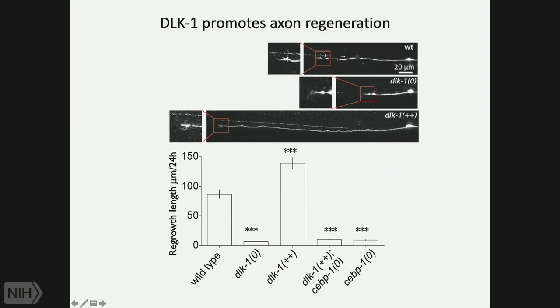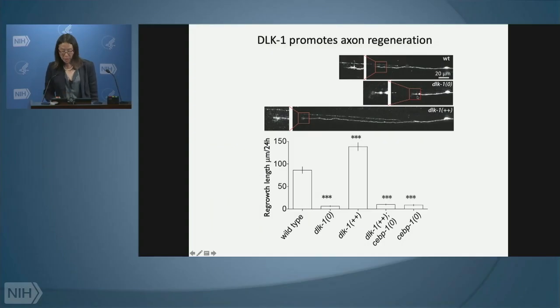Compared to wild type, at 10 or 12 hours there are growth cones and the axon elongates, whereas with loss of DLK the growth cones don't form and the axons stop growing. And that's quantitated here. If we elevate DLK, that results in overall increased regrowth, and that increased regrowth is completely dependent on its targets, such as this transcription factor. By itself, they do not regenerate, and it also blocks the enhanced DLK overexpression effect.